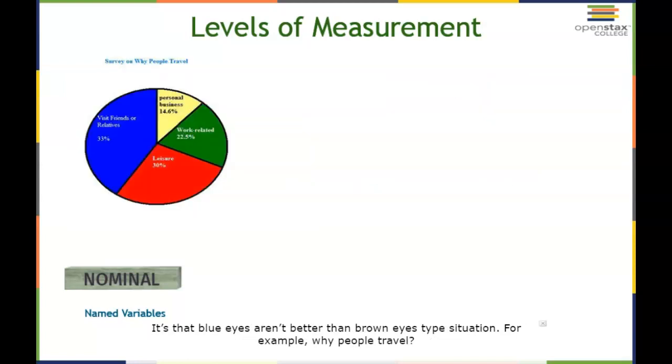For example, why people travel. Perhaps it's for leisure, perhaps it's for work-related or visiting friends and family. There's no better reason to travel than another, so it is nominal.